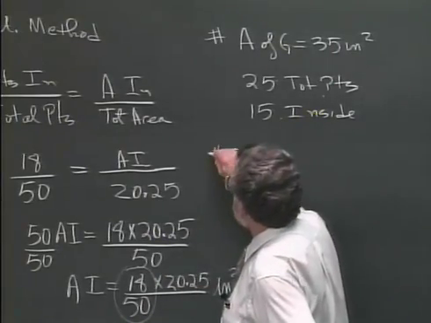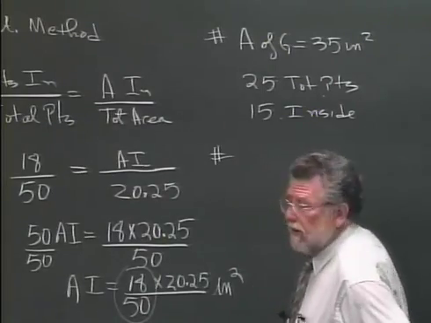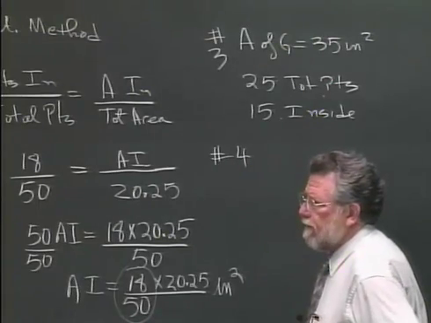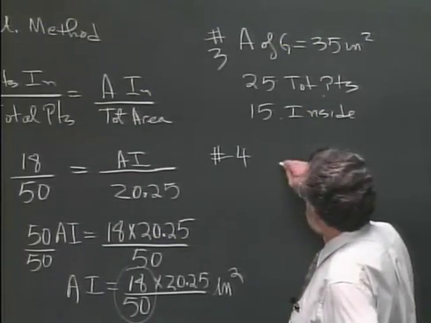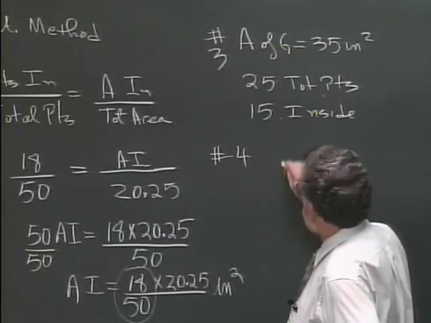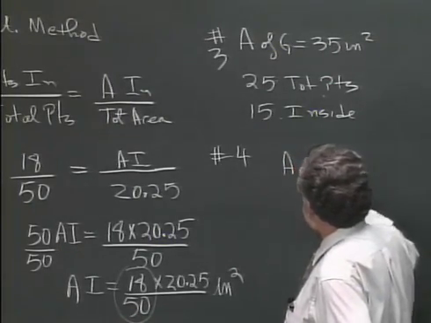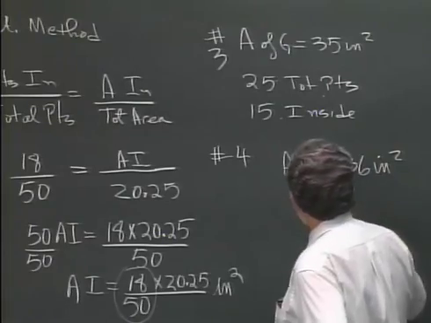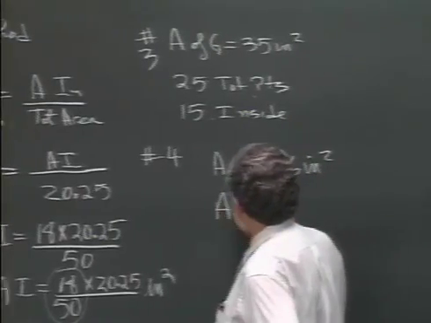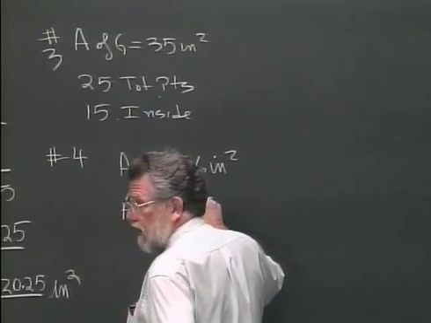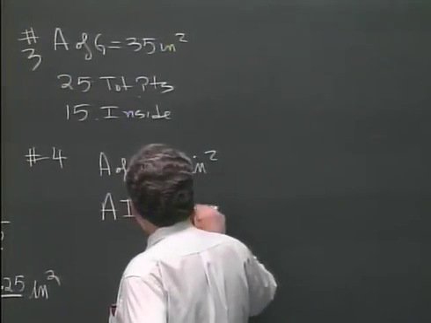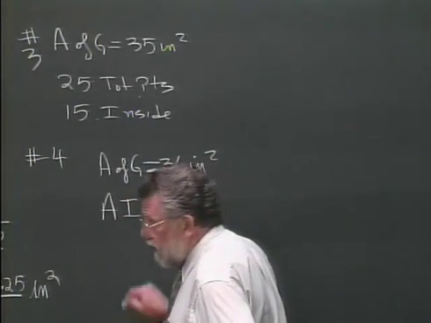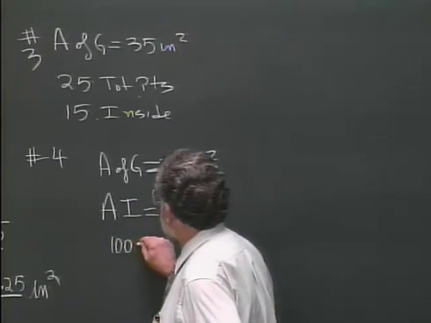Okay, number 4. Information in number 4. Notice how it's different. This was number 3. For number 4, give me the same kind of information. 36 square inches for area of grid? Okay, so area of grid is again what? 36 square inches. Okay, AI, area inside, 9 inches squared. Now what else is given? How many points? 100 points. 100 equals total points.